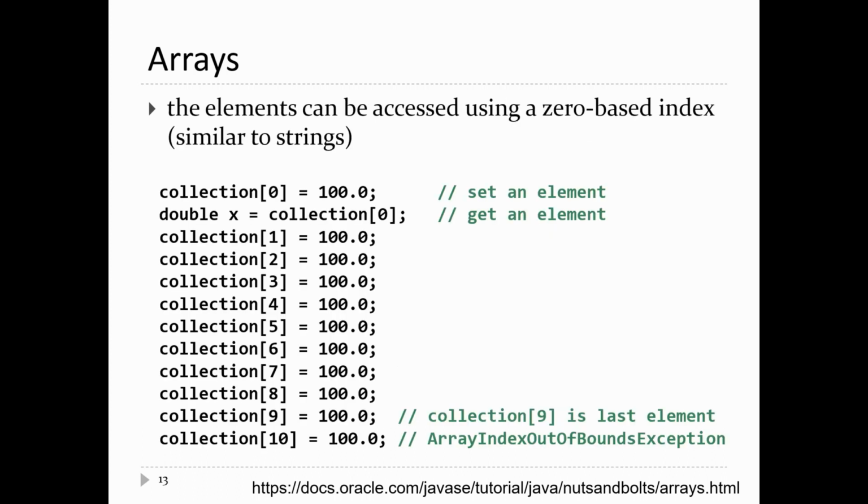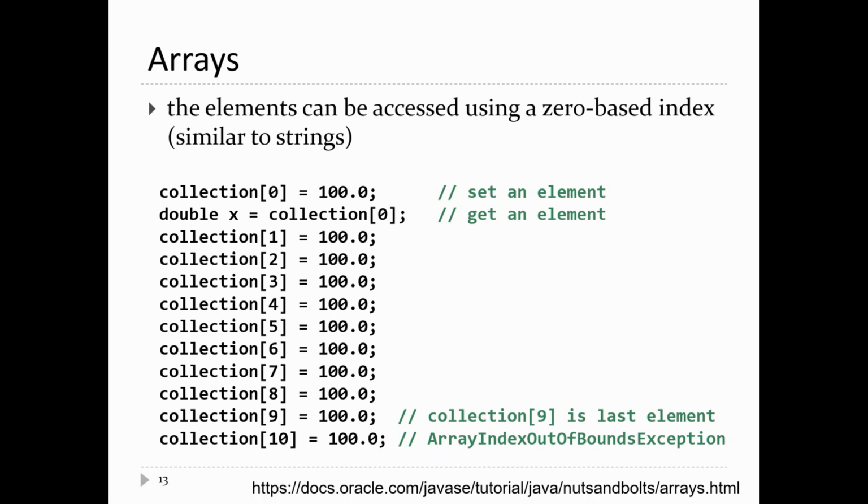If you try to use an index that's not valid, you get an error. So remember, collection is an array of 10 doubles. So I can set the first value to 100. I can ask for the first value. I can set the second through the 10th value to 100. If I try to set the 11th value of the array, you end up with an exception. In particular, you end up with this thing called an ArrayIndexOutOfBoundsException.